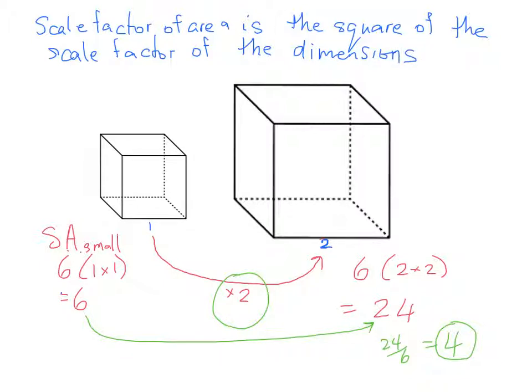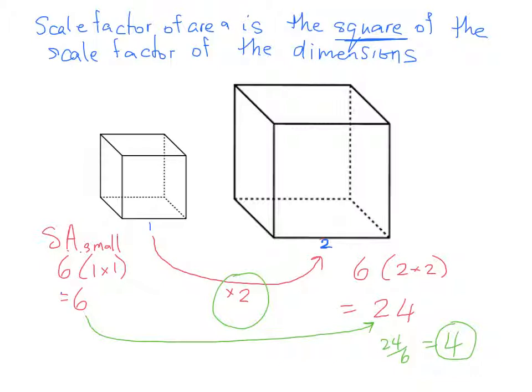So that means if the scale factor for the dimensions were 5, then the scale factor of the area would be 5 squared. It would be 25. Or if the scale factor was 10, if one length was 10 times the other length, that means the area would be 10 times 10, so 100 times the other area. So the scale factor, again, is always the square. For area, it's always the square of the scale factor for dimensions.